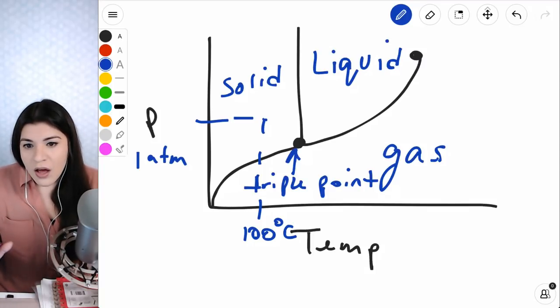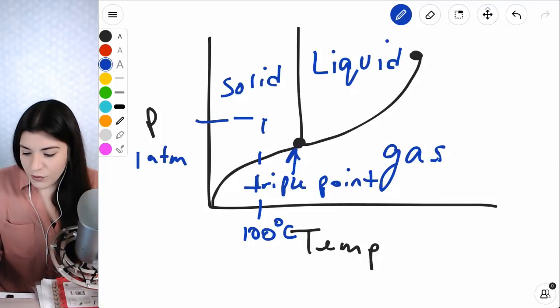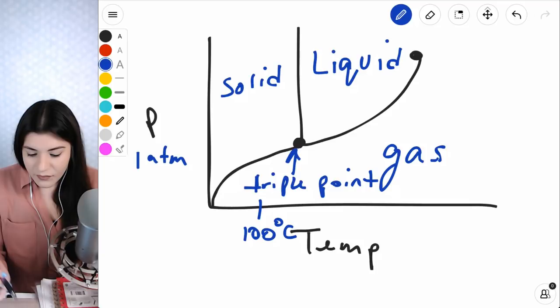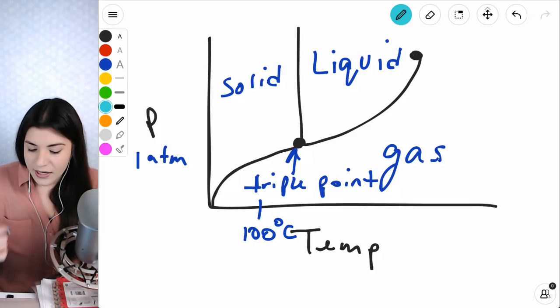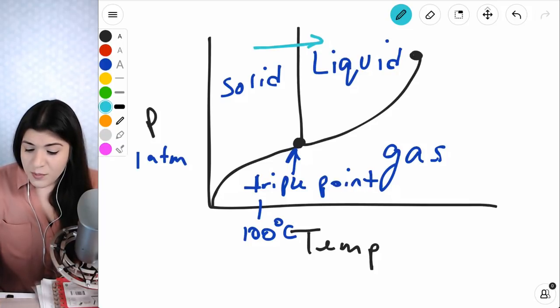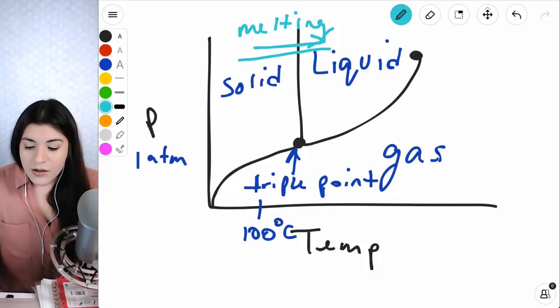Another quick tip before I move on to the next question is understanding what's going on as we go from a solid to a liquid or back and forth. If we were to go from a solid to a liquid, that would be melting. And if we were to go backwards, going from a liquid to a solid, that would be freezing.